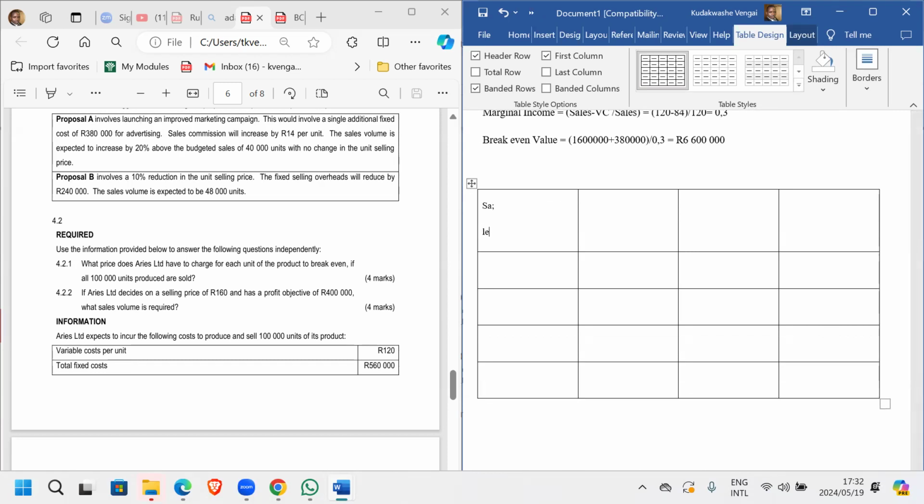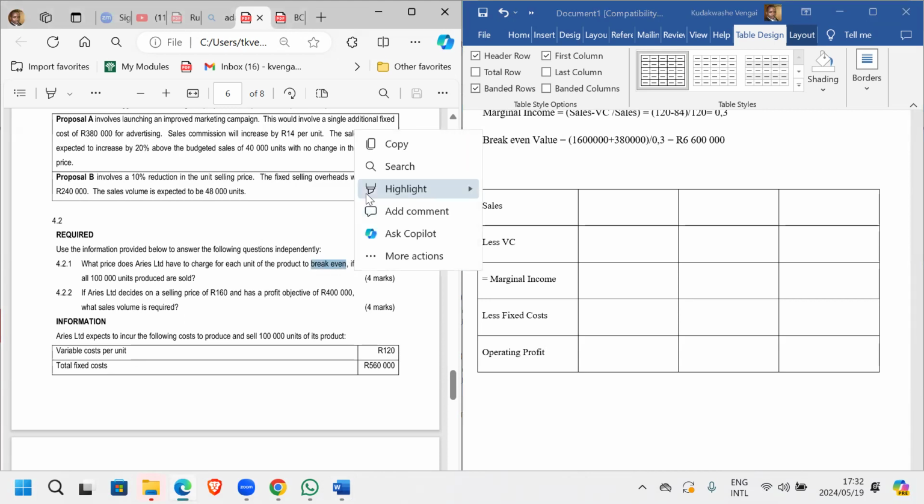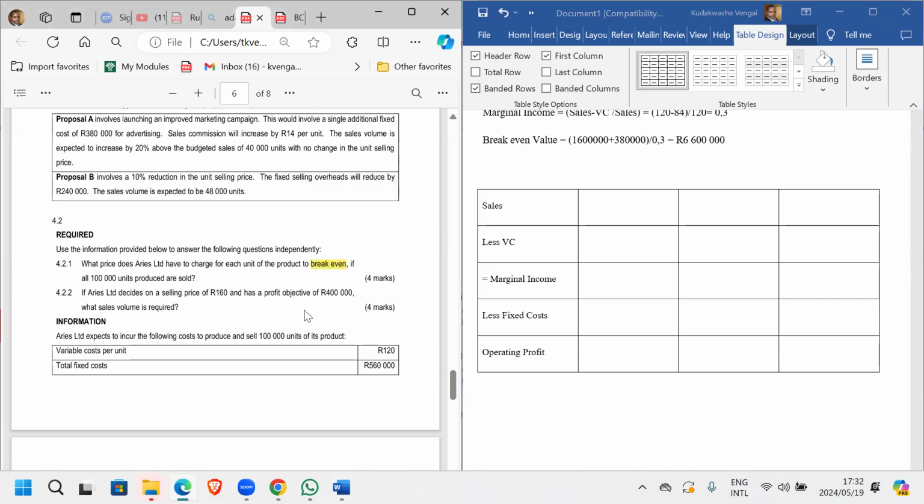Sales less variable costs equals marginal income, less fixed costs, equals operating profit. Right, so what is the question saying? It's saying break even. That's the first clue. Your first clue is break even on this question, right?